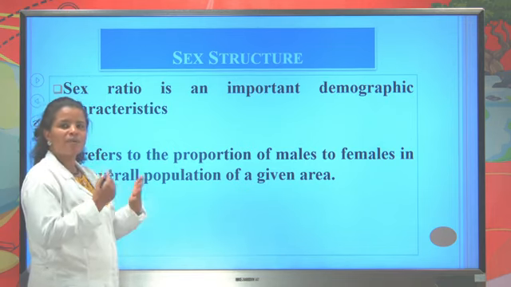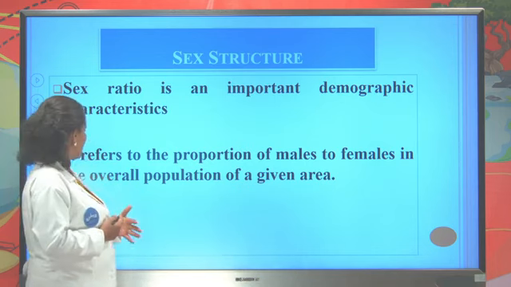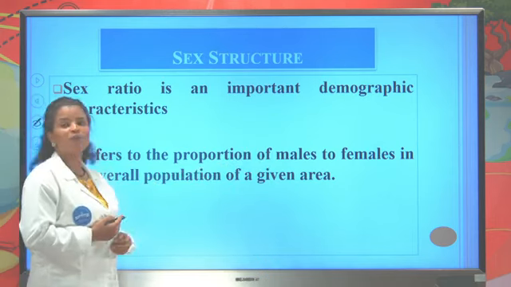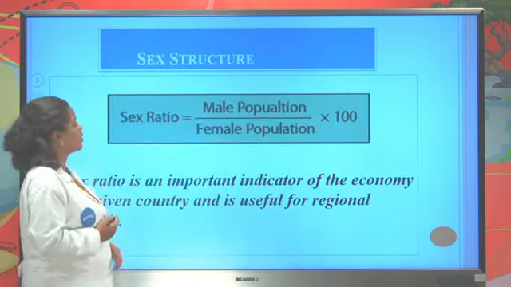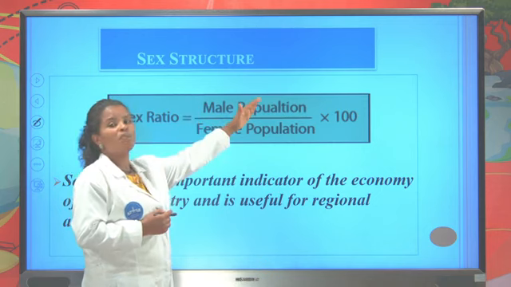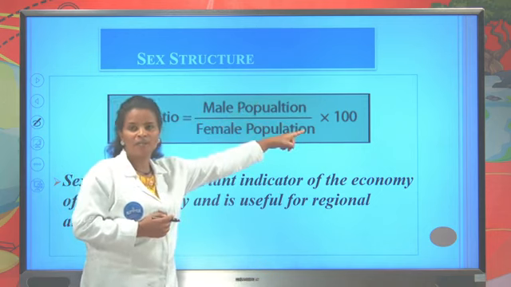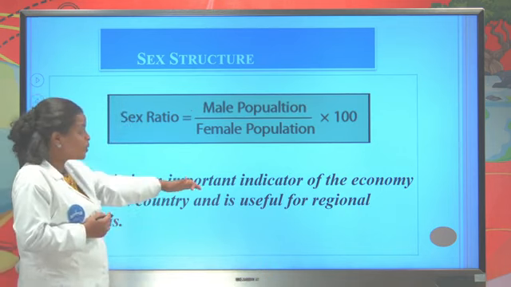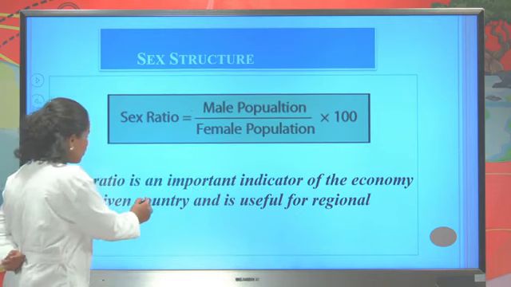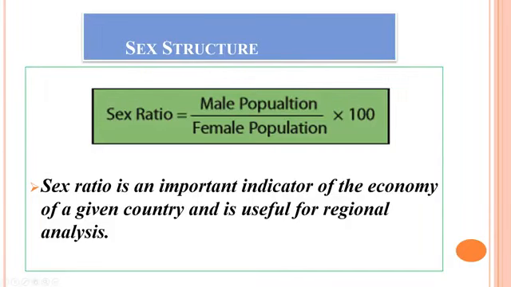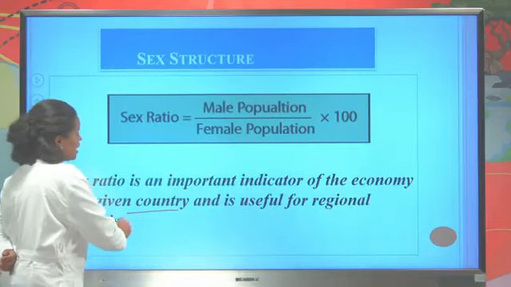Let us see, students, the sex structure of Africa. Sex ratio is an important demographic characteristic. It refers to the proportion of males to females in the overall population of a given area. To find the sex ratio, the formula is male population over female population, multiplied by 100. Sex ratio is an important indicator of the economy of a given country, and it is useful for regional analysis. So in general, the study of sex structure is very important for regional analysis.